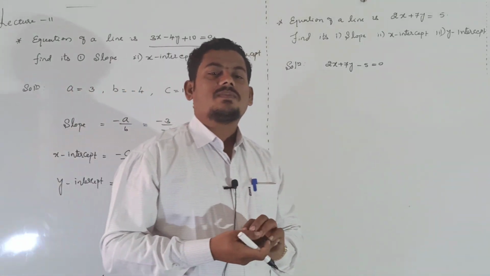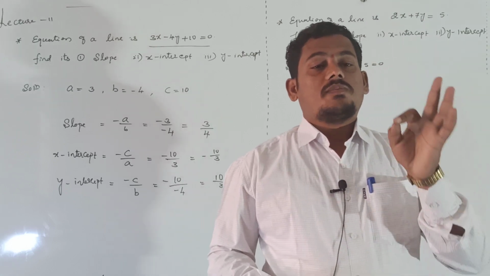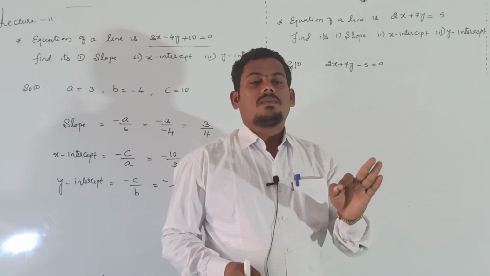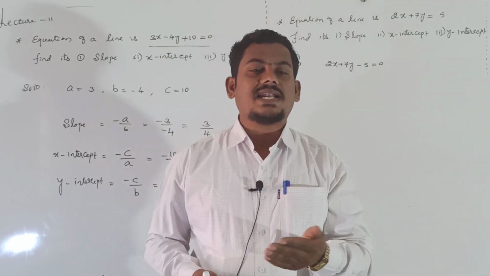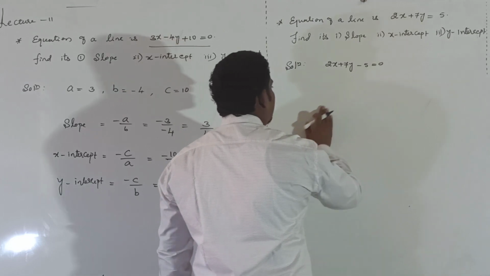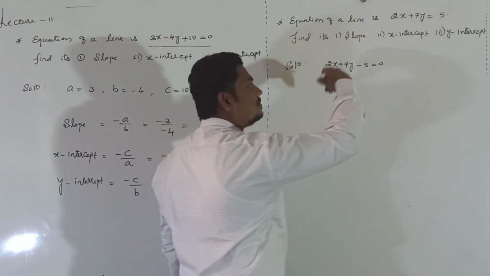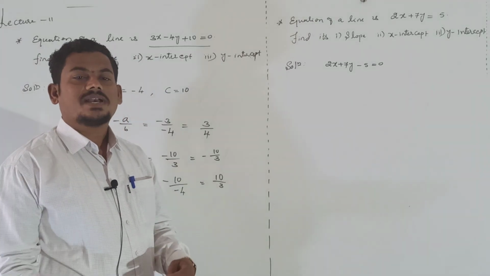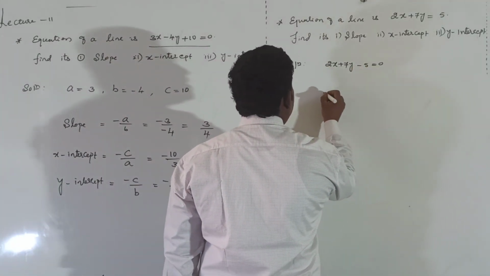What is the standard form of the straight line? ax plus by plus c equal to 0. Before writing small a, small b and small c values, the given equation should be in standard form, right? Clearly it is like ax plus by plus c equal to 0. Just take 5 to the LHS, then it becomes standard form. Now it is like ax plus by plus c equal to 0.